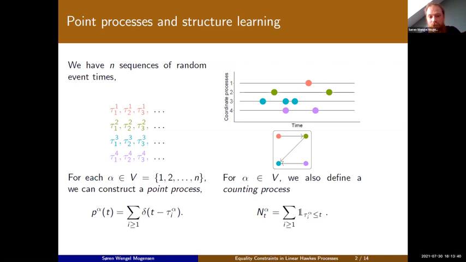While we're at the definitions, we also need to know what a counting process is. A counting process is simply you take one of the coordinate processes, alpha in this case, in the set V. V is going to be the node set, but also the coordinate process index set throughout the talk. The counting process corresponding to alpha is basically just a step function that counts how many events we've had up until some time point t. So that's also a stochastic process.